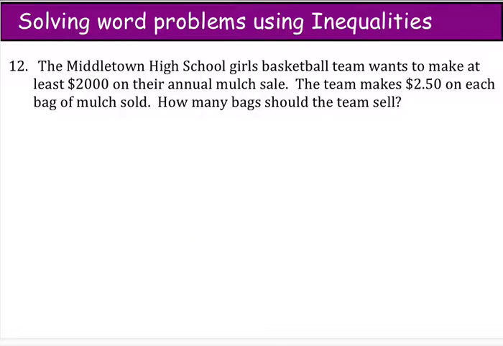Solving word problems using inequalities. The Middletown High School girls basketball team wants to make at least $2,000 on their annual mulch sale. Teams can make $250 on a bag of mulch. How many bags of mulch should the team sell? So we're going to use B again for bags of mulch. How many bags are going to sell? Well, it's $250 for each bag of mulch.